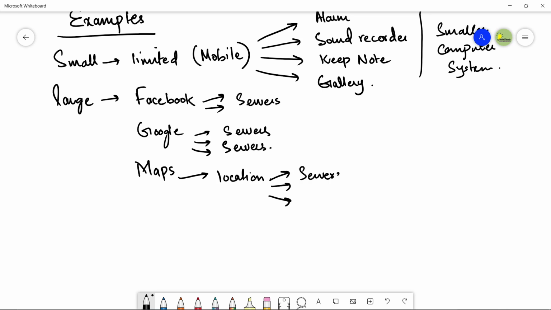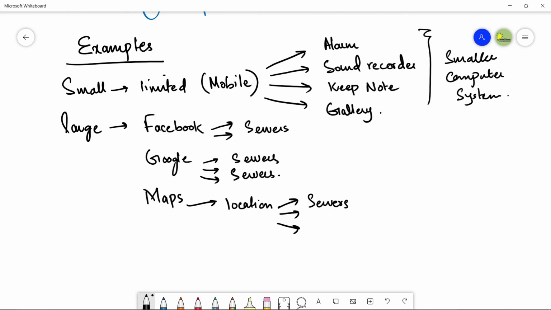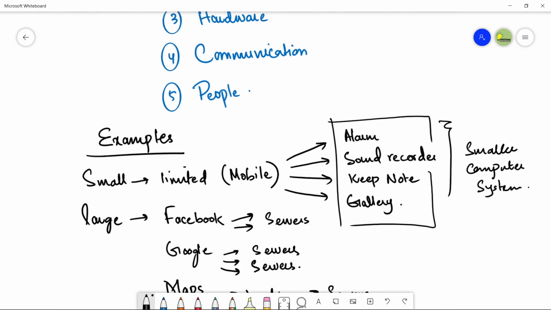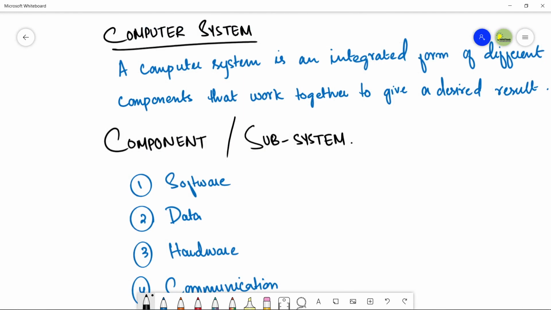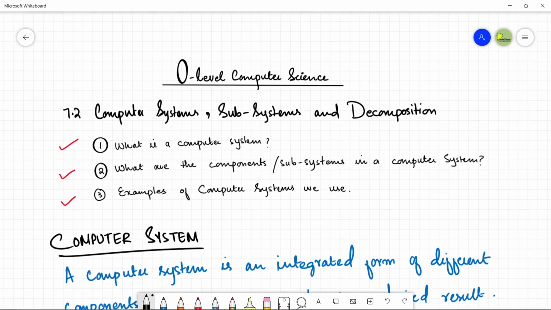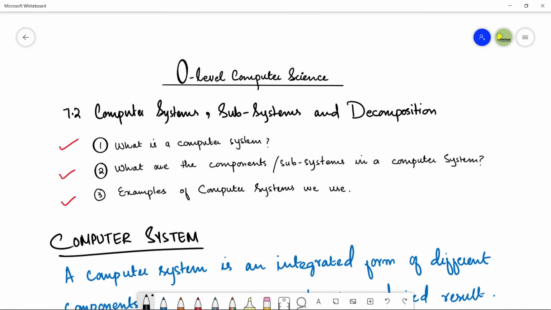So when you have a large network behind a computer system, we call it a large computer system, but when you have a limited application that is restricted to your device, this is a small computer system. I hope that you got the examples, the meaning of computer system and the components of it. This is all about this video. In the next video, we are going to talk about the top-down design of a computer system.